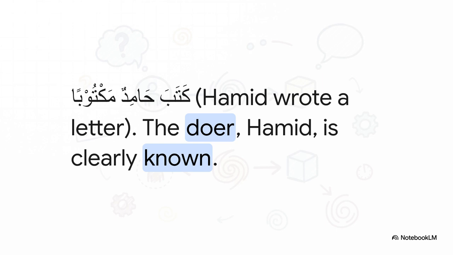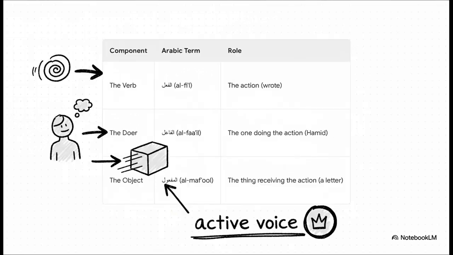No mystery here. So if you break it down, every active sentence has these three main players. You've got the action, the verb itself, or al-fil. You've got the doer, the one making it happen, who we call the fa'il. And you've got the object, the thing receiving the action, the maf'ul. The key thing to remember is that in the active voice, that fa'il is always present and known.